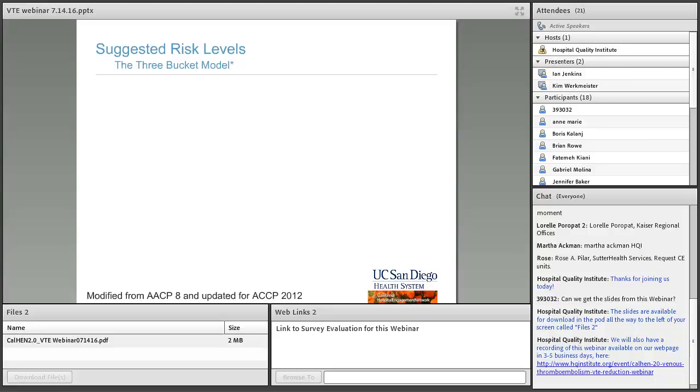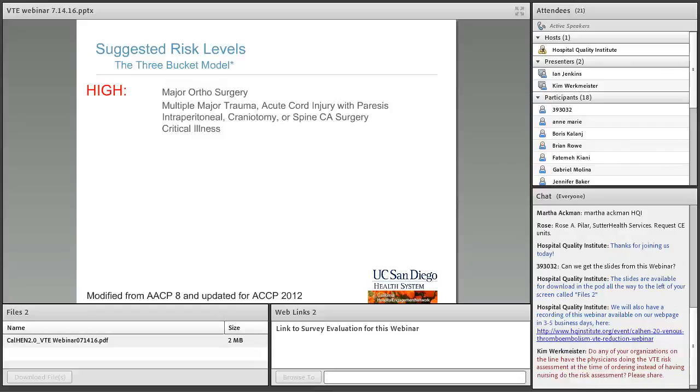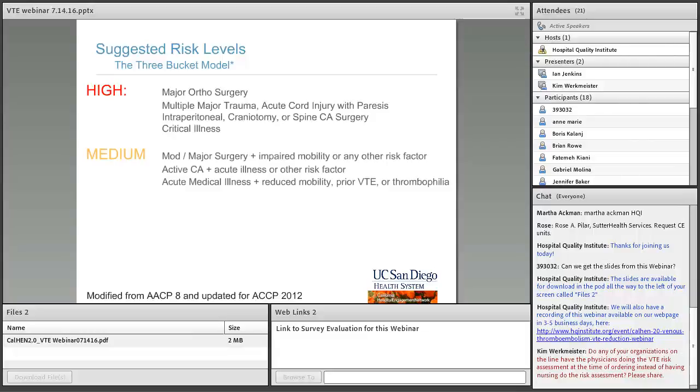So how does it work? Remember when I said that if I admit a patient that had major ortho surgery, I am not doing any math to figure out if they need any kind of drug, because I know by gestalt that patient falls into the high-risk category. I can tell instantly, with a little bit of education, that a major ortho surgery, multiple major trauma, acute spinal cord injury with paresis patient, intraperitoneal or spine cancer surgery patient, someone who had craniotomy, or a critically ill patient is obviously a high-risk person. And I don't need to do any additional math to figure that out. That is gestalt. That person is in the high-risk bucket.